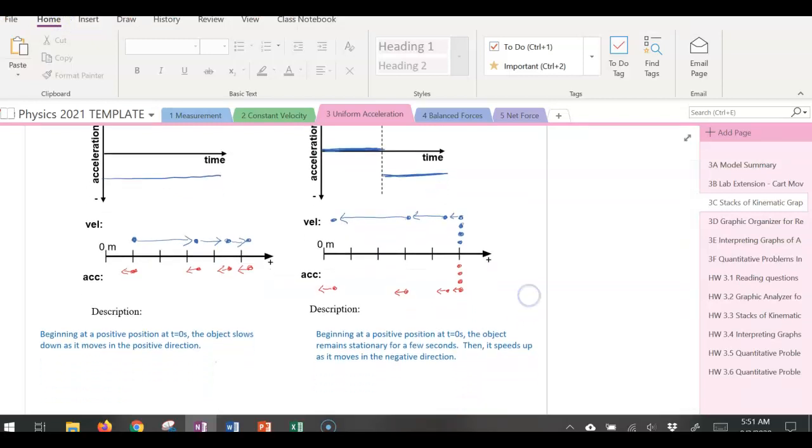In words, the description for this would be: beginning at a positive position at time 0 seconds, the object remains stationary for a few seconds, then it speeds up as it moves in a negative direction.